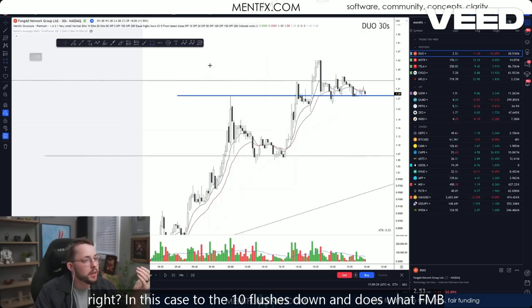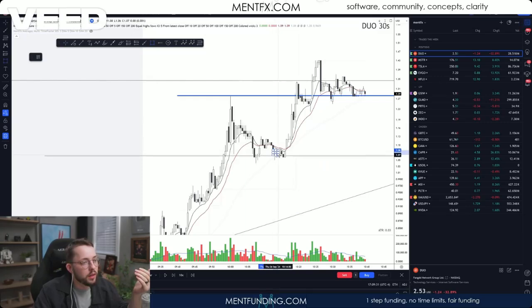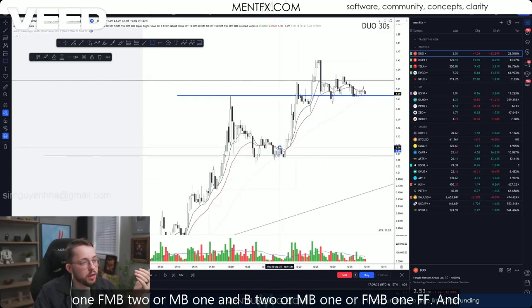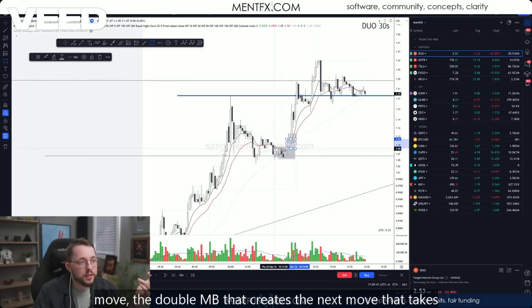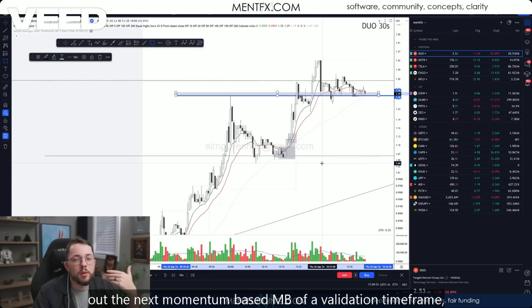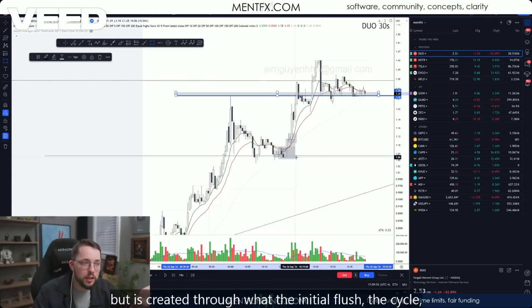Flushes down and does what? FMB1, FMB2, or MB1, MB2, okay? Over and over and over again. The exact same move. The double MB that creates the next move that takes out the next momentum-based MB of a validation time frame, but is created through what?